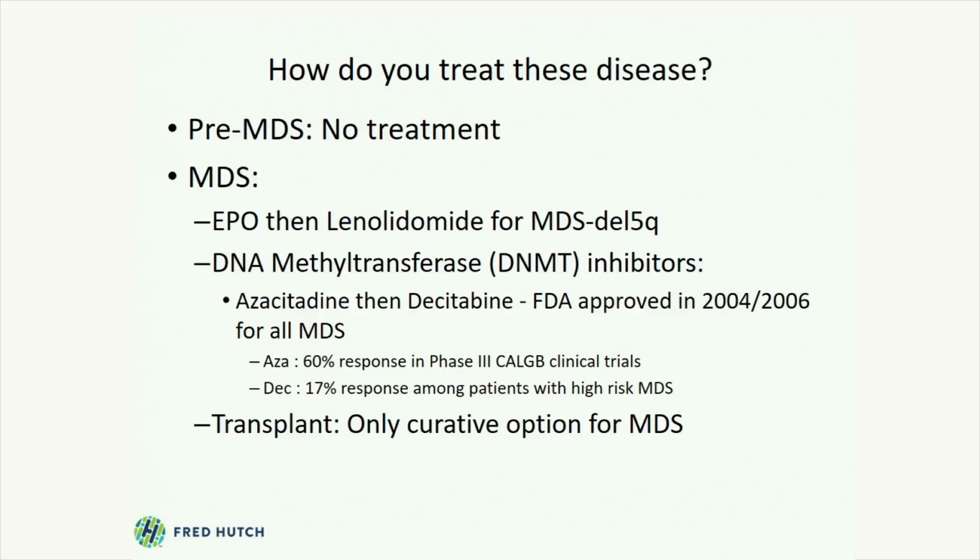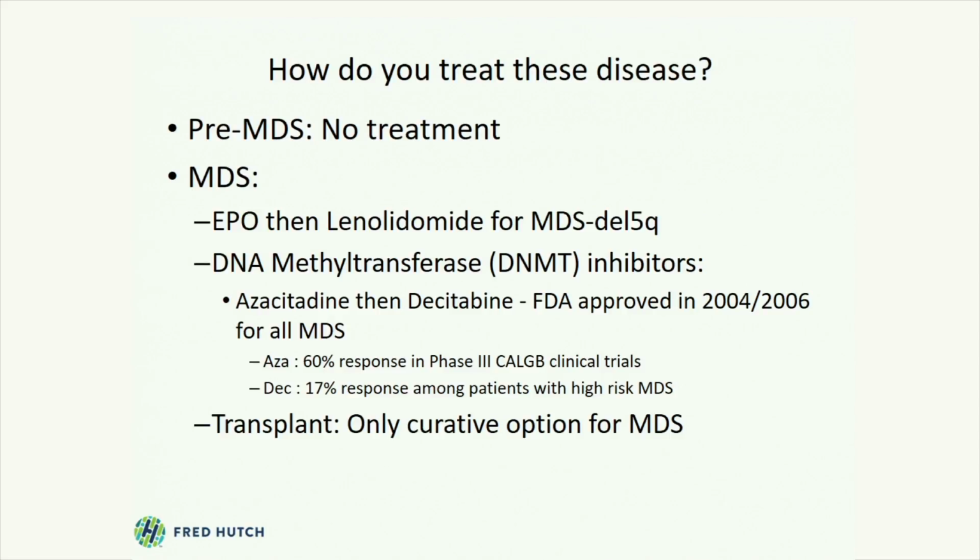For MDS patients, for patients with MDS del5q, you can treat with EPO and possibly with lenalidomide after that. DNMT3 inhibitors, azacitidine and decitabine, were FDA approved in 2004 and 2006. These were based on 2 trials, the CALGB phase 3 trial for azacitidine, where they showed 60% response. And subsequent to that, decitabine was approved based on a 17% response rate in very high-risk MDS patients. However, despite all of these advances, transplant is truly the only curative option for MDS still.